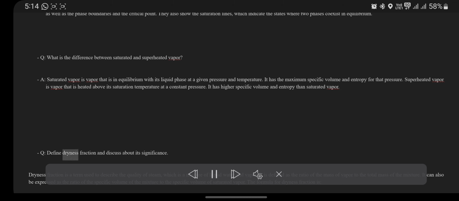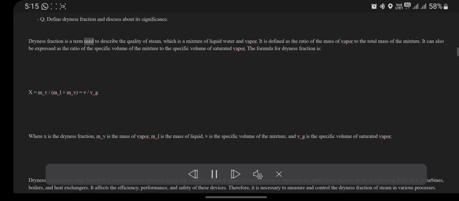Question: define dryness fraction and discuss its significance. Dryness fraction is a term used to describe the quality of steam, which is a mixture of liquid water and vapor. It is defined as the ratio of the mass of vapor to the total mass of the mixture. It can also be expressed as the ratio of the specific volume of the mixture to the specific volume of saturated vapor.